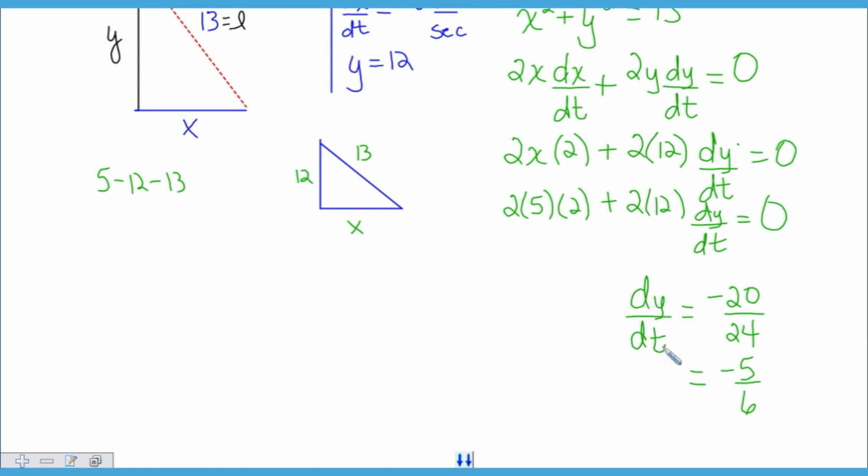This is dy/dt changing, so y is in feet, so that's my unit there, and my time is in seconds. So that is dy/dt at the instant when y is 12. And make sure you put your units on there, and they should make sense to how you labeled your problem. Okay? See, this isn't so bad.